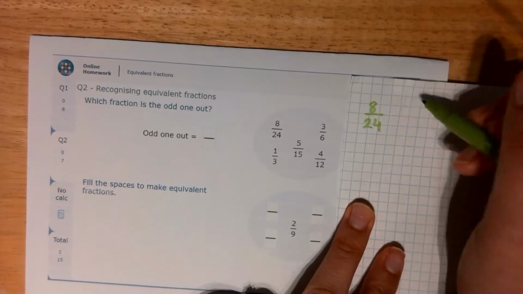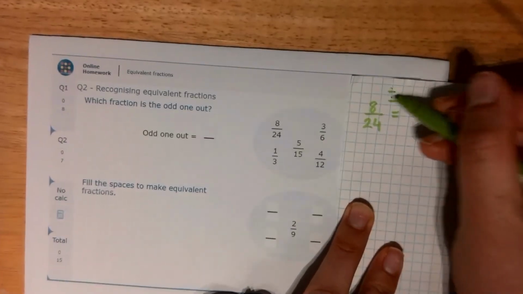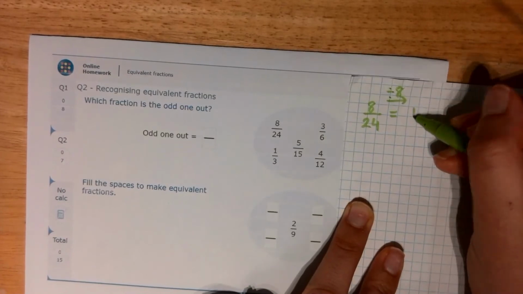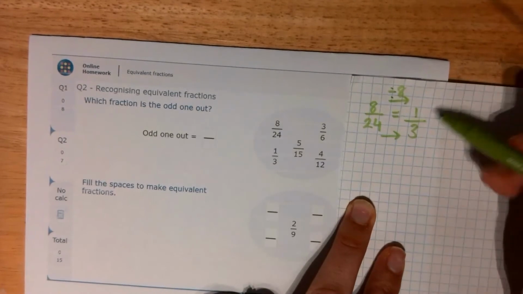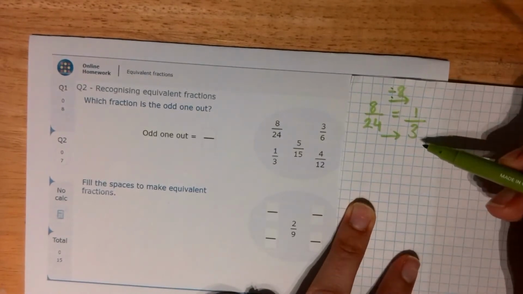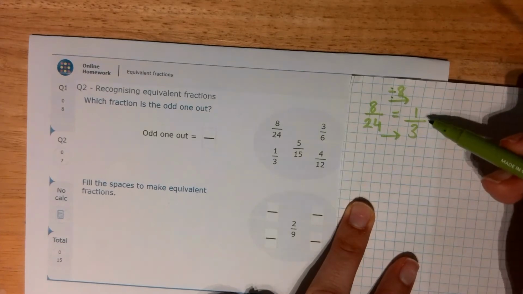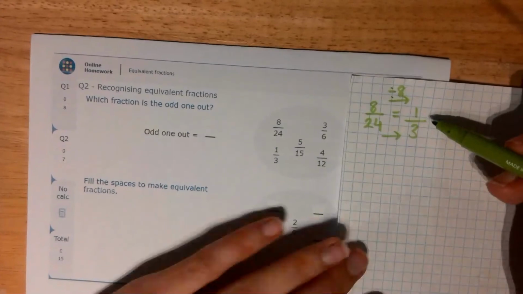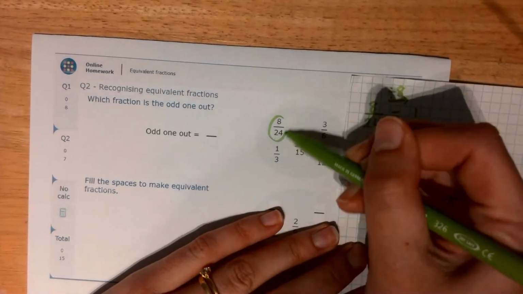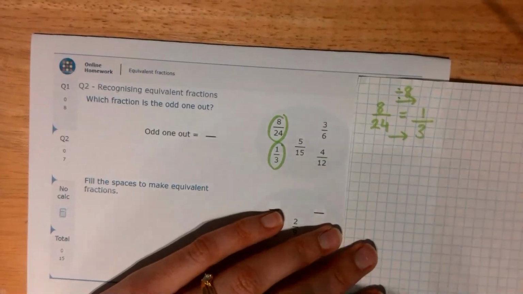So if I put them both into groups of 8, that means my 8 pieces becomes 1 piece, and my 24 pieces becomes 3 pieces. Now I know this fraction has no more smaller equivalent fractions because it's a unit fraction. So I know straight away that this one and this one match. Excellent. Let's look at another one.